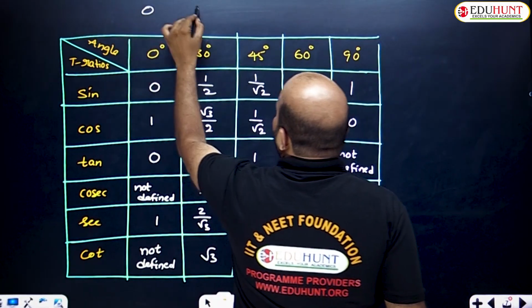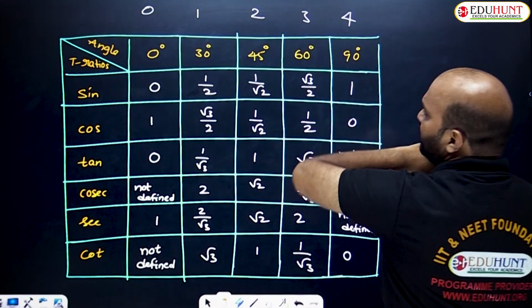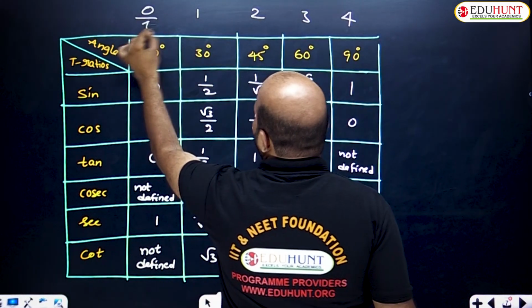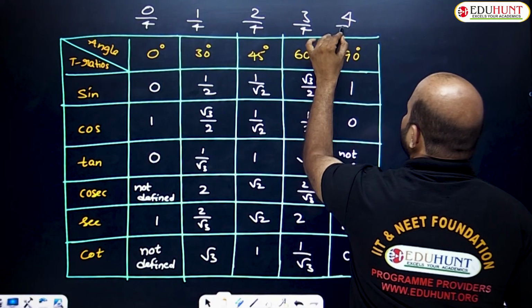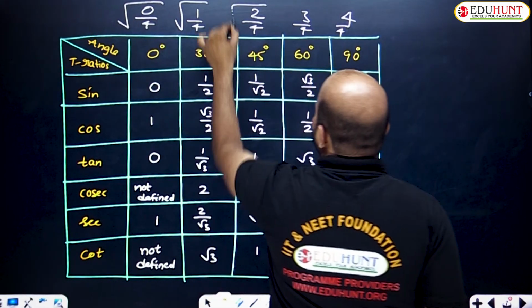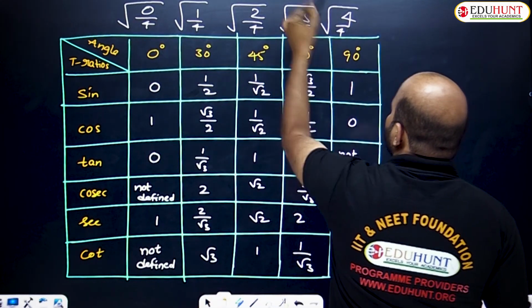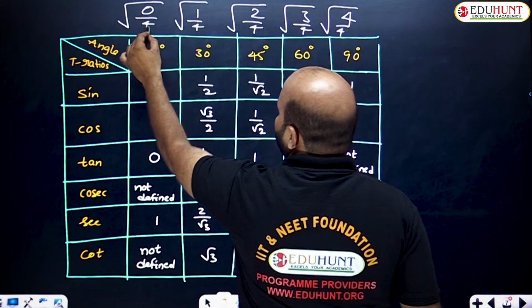So 0, 1, 2, 3, 4. 4 values given, 0 to 4, nothing but 5 values. So again divide each one by 4. This is a shortcut formula. Again we have to take the square root of these values, which gives the sine angles. Clearly 0 by 4 is nothing but 0.